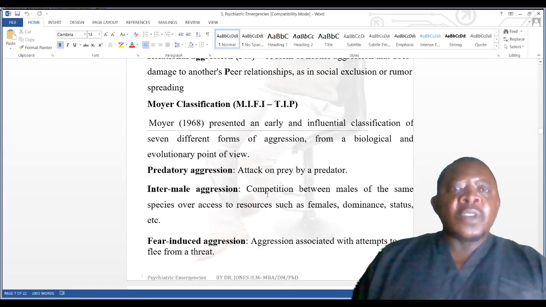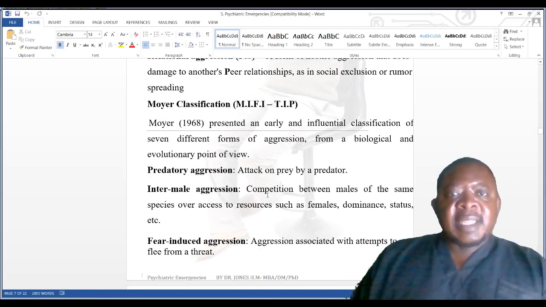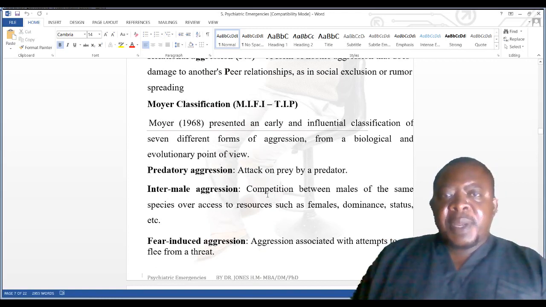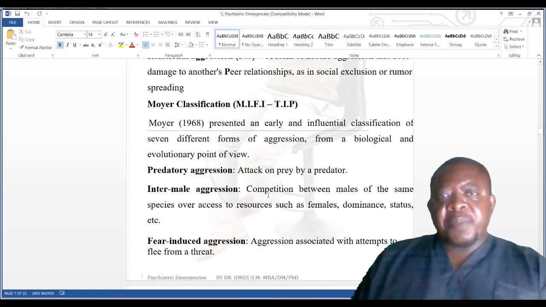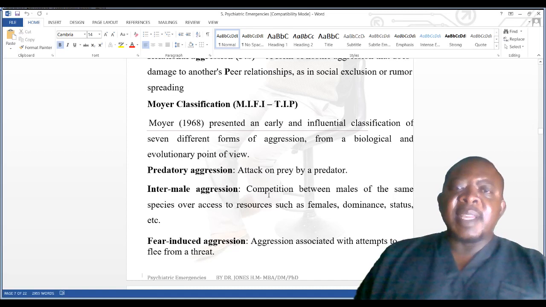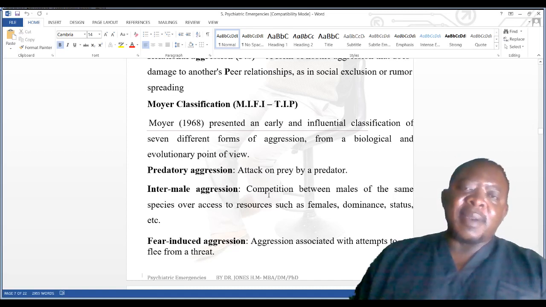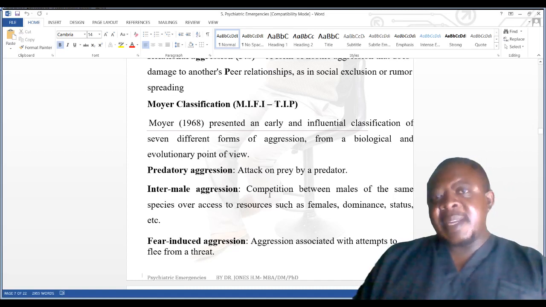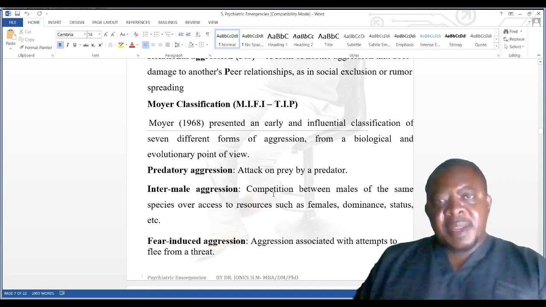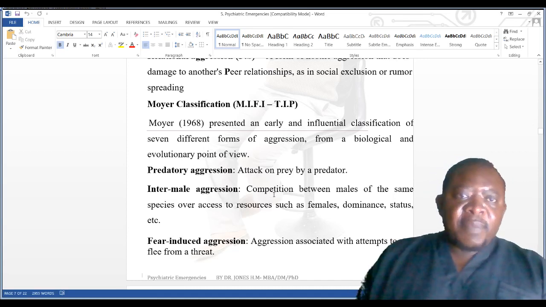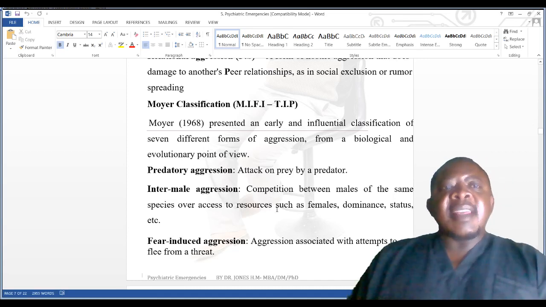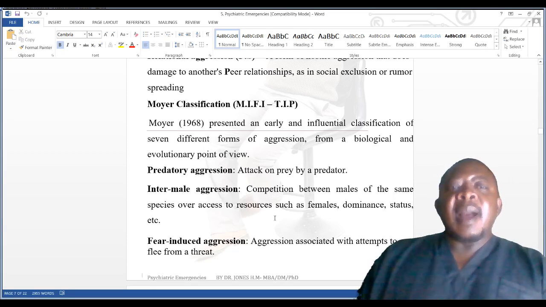Predatory aggression is an attack on prey by a predator. We're looking at the lion and the impala, the lion being the predator and the impala being the prey for the lion. Then we have intermale aggression.